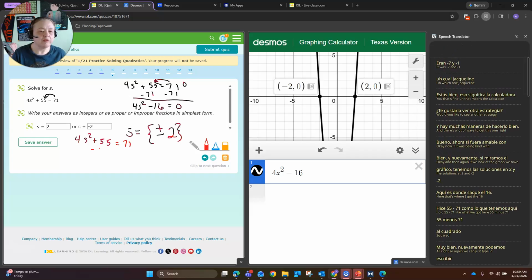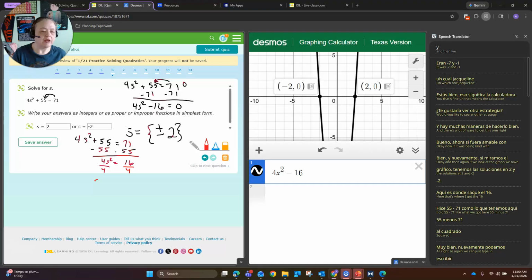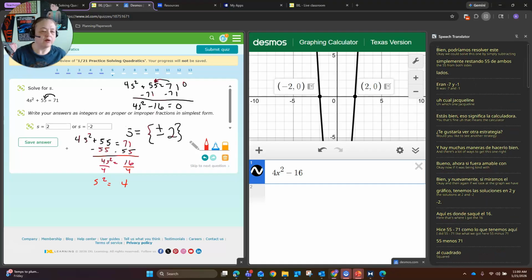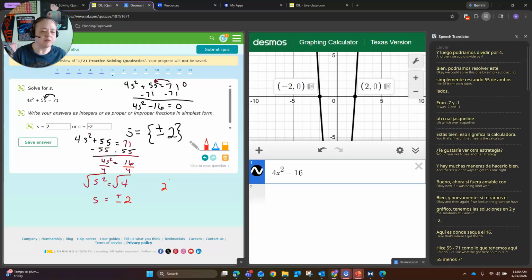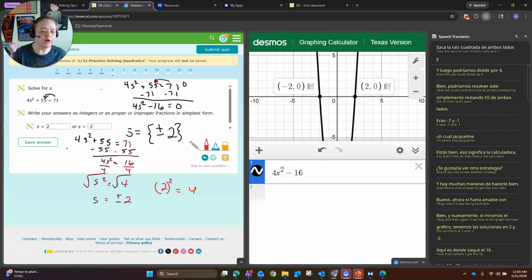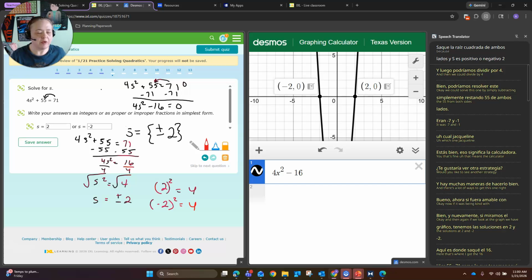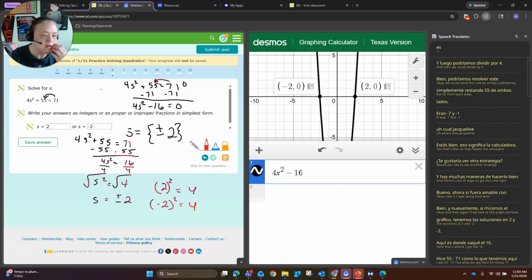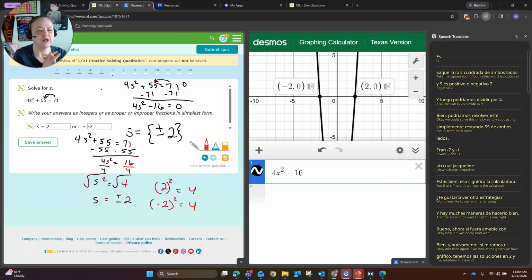Okay. We could solve this one by simply subtracting the 55 from both sides. And then we could divide by 4. And that gives us s squared is 4. Take the square root of both sides, and s is positive or -2 because 2 squared is 4 and -2 squared is 4. So both of those answers work there. That is called solving by square roots. This one is also an easily factored one if you know how to do difference of squares.